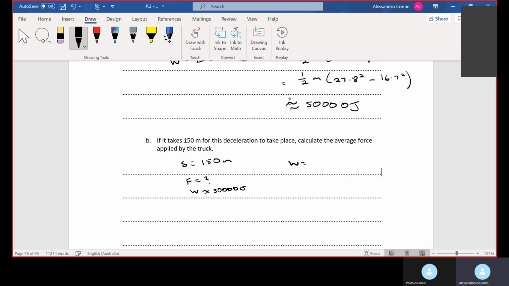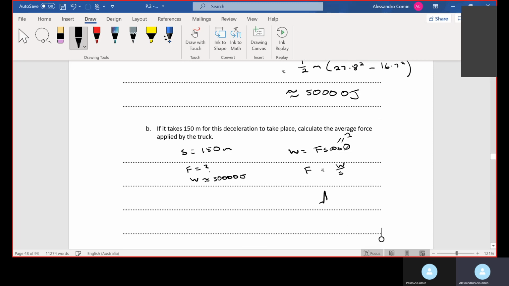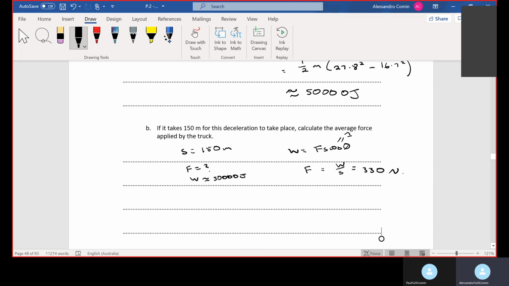So we can just do work is equal to Fs cos theta, where cos theta is obviously 1. So we're just going to have F is equal to work on S, which is about 330 newtons. Sorry about the technical difficulties. And then from that, we could calculate the acceleration of the truck, the time that the acceleration takes place, etc. It's endless what we could do with this information.